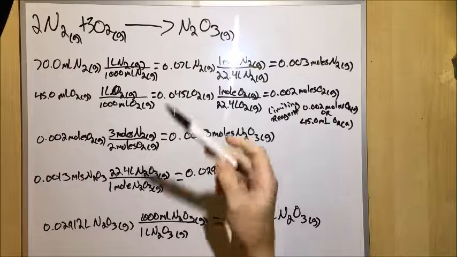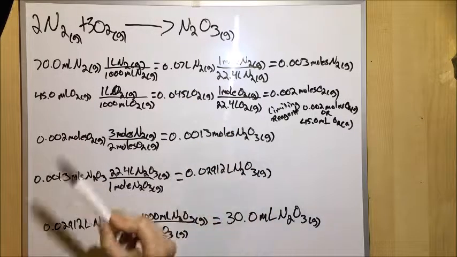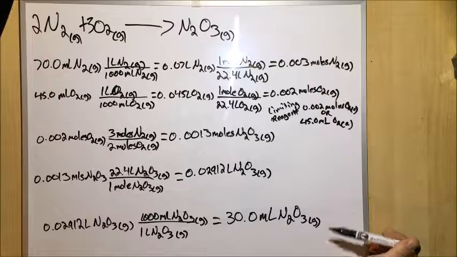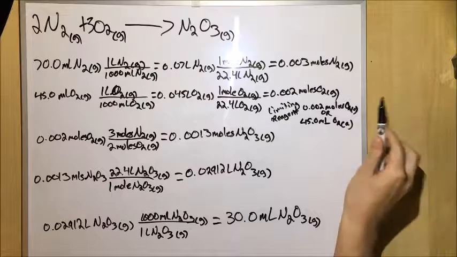So if we have 70 milliliters of nitrogen gas react with 45 milliliters of oxygen gas, provided that the gases are at standard temperature and pressure, it will produce 30 milliliters of dinitrogen trioxide. Thanks everybody, hope you had fun.